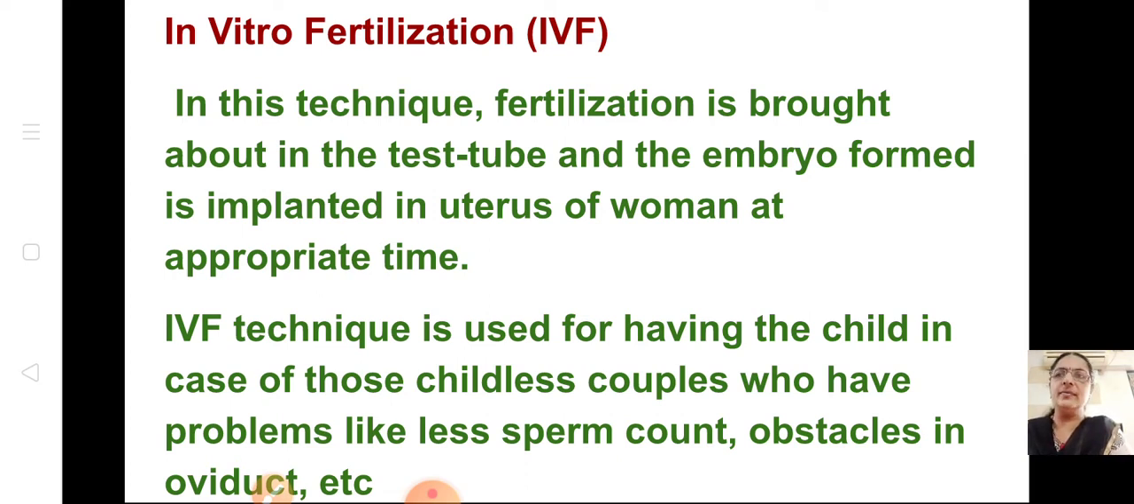What is this IVF? In this technique, fertilization is brought about in the test tube and the embryo formed is implanted in the uterus of the woman at an appropriate time. Okay? It is not fertilized inside the woman's uterus, it is fertilized in the test tube. IVF technique is used for having a child in the case of those childless couples who have problems like less sperm count, obstacles in the oviduct. Only these couples can go to this method of IVF.